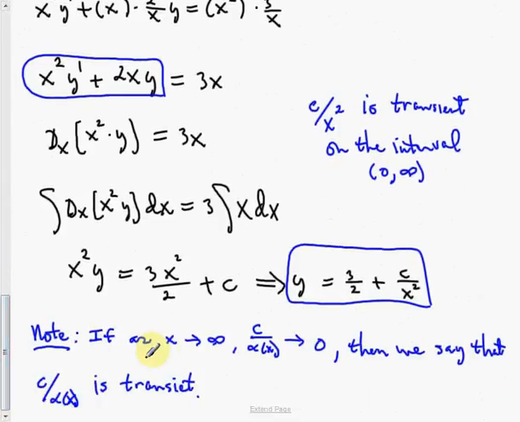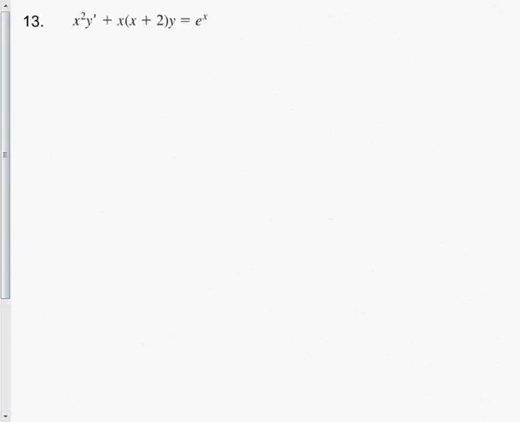It's down here. If as x goes to infinity, c over some term goes to 0, then we say that c over that term is transient. That's all they're talking about. And I tried to give the synopsis of looking at the application of computer programming of the big O when I was talking about this so-called transient form.